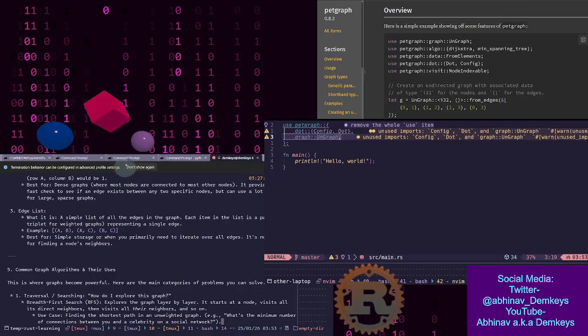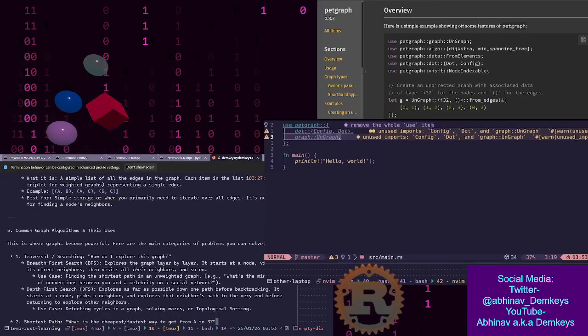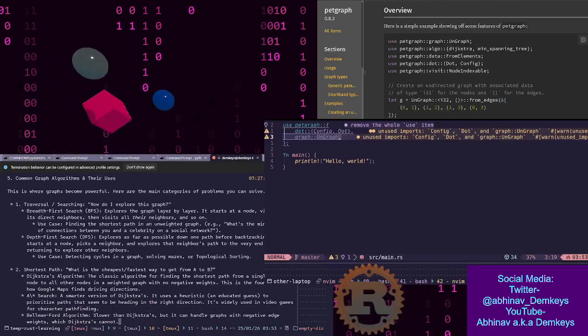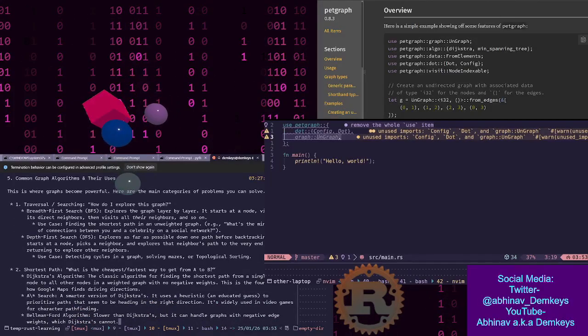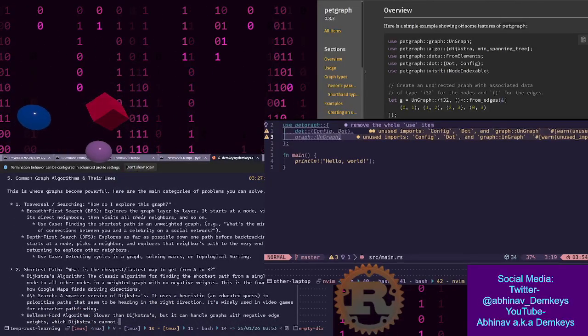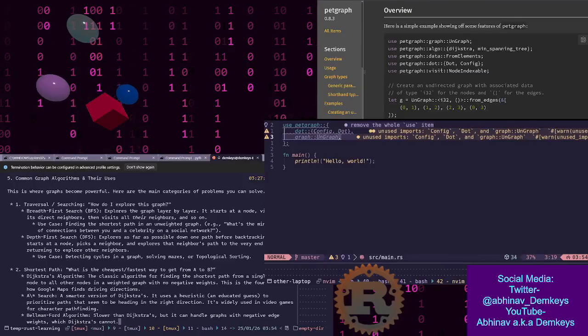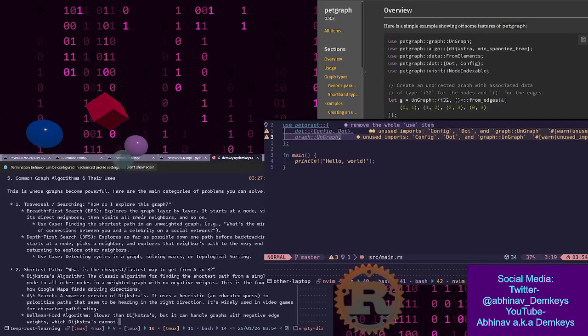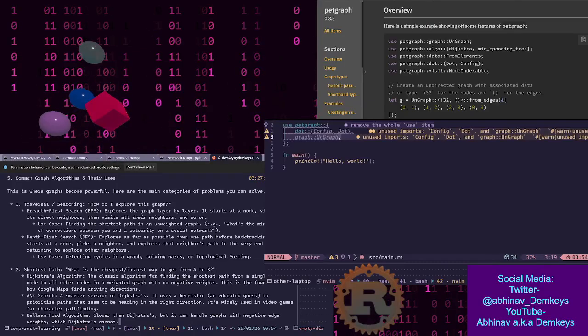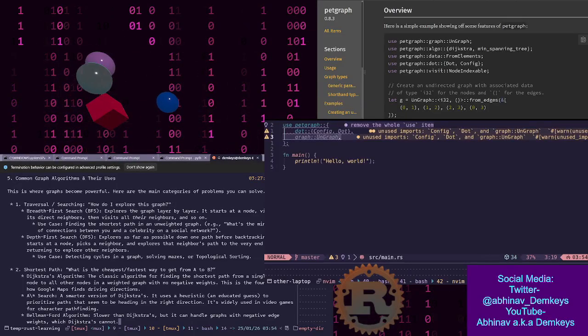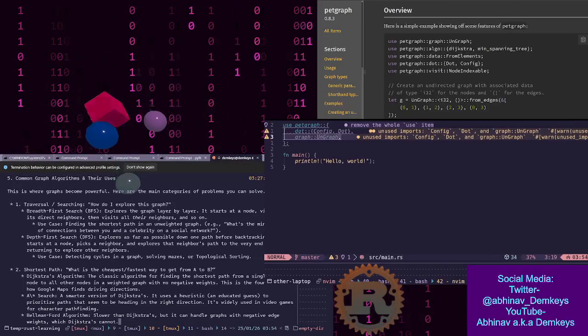Then, common graph algorithms and their uses. This is where graphs become powerful. Here are the main categories of problems you can solve. Traversal slash searching. How do I explore this graph? Breadth first search, and then there's depth first search. Okay, breadth first, BFS.